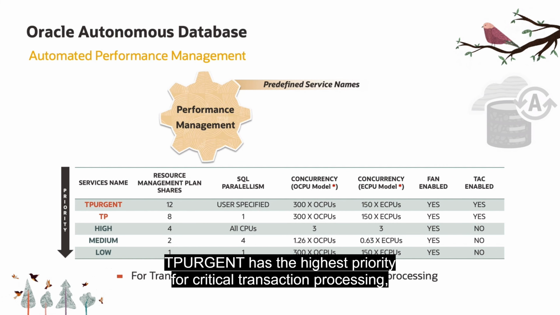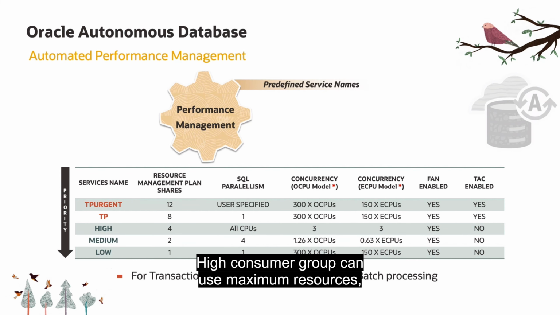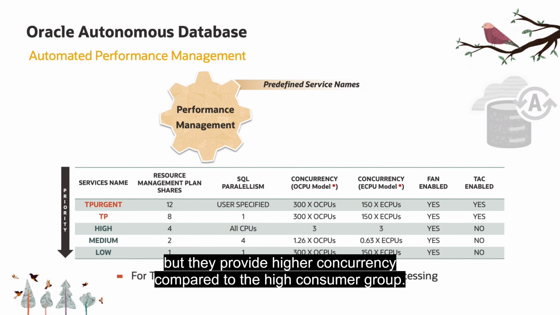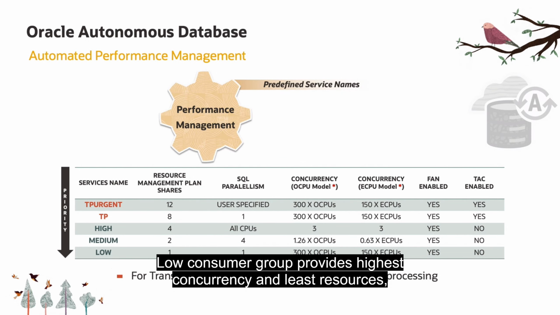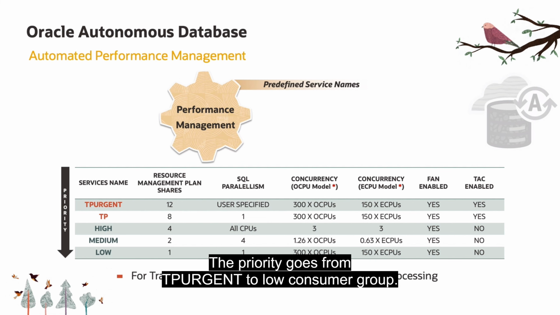TP Urgent has the highest priority for critical transaction processing, and it allows you to manually set the parallelism in your application query. High consumer group can use maximum resources, but they provide least concurrency, and the queries will run in parallel. Medium consumer group has lesser resources, but they provide higher concurrency compared to the high consumer group. Low consumer group provides highest concurrency and least resources, so queries cannot run in parallel. They are serialized. The priority goes from TP Urgent to low consumer group.